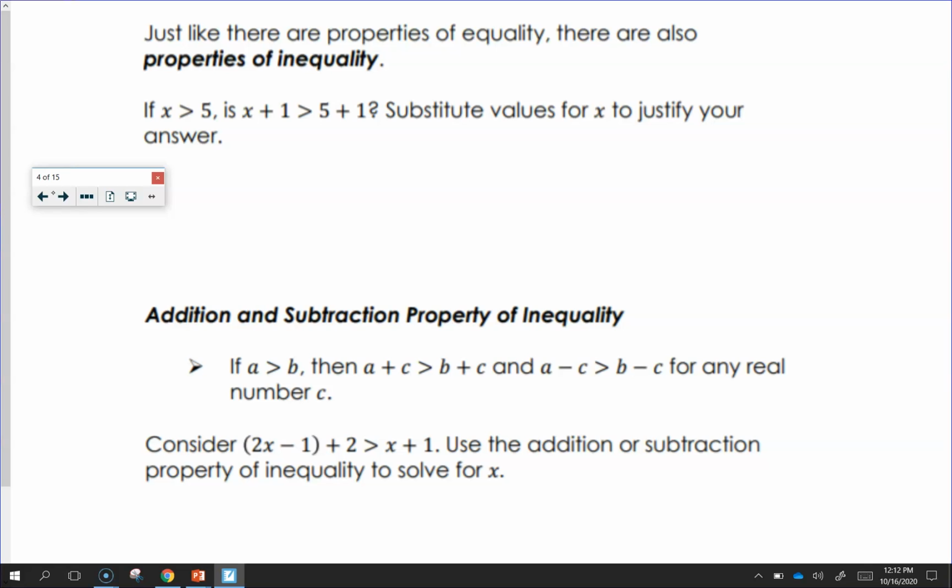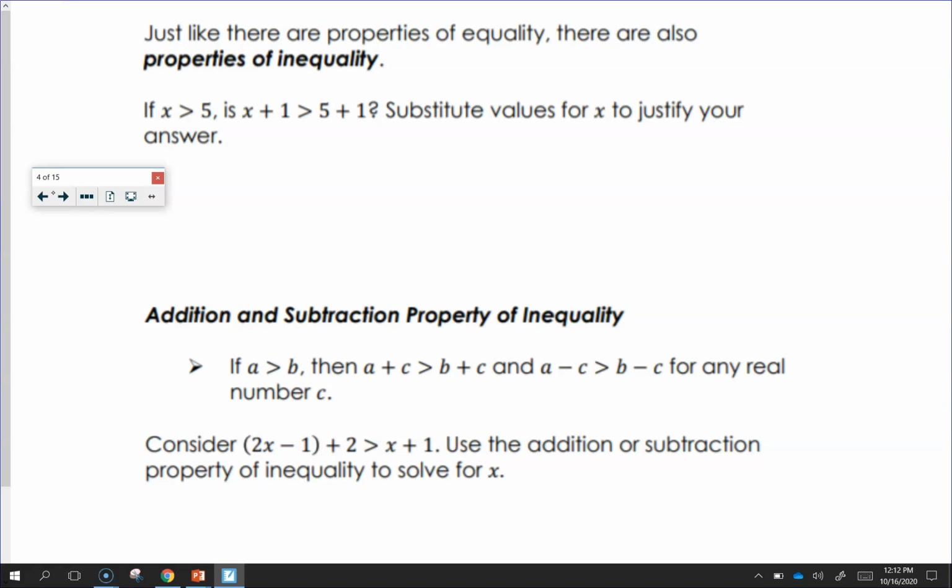Just like there are properties of equality, there are also properties of inequality. So we just solved equations, right? Adding both sides, subtracting both sides, multiplying, dividing each side, right? We did those with equations where they're equal. This is saying we are also going to be able to do that with inequalities. So even though my symbol has changed, we can still use those same properties.